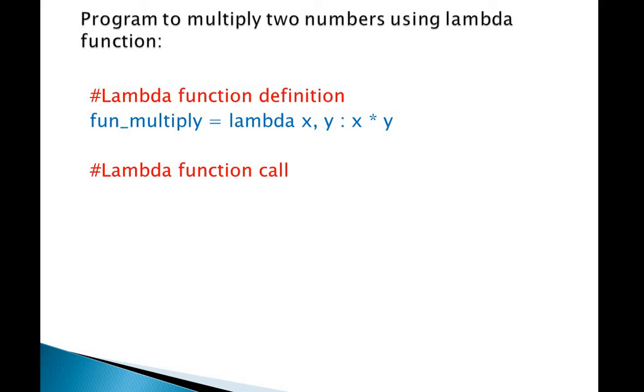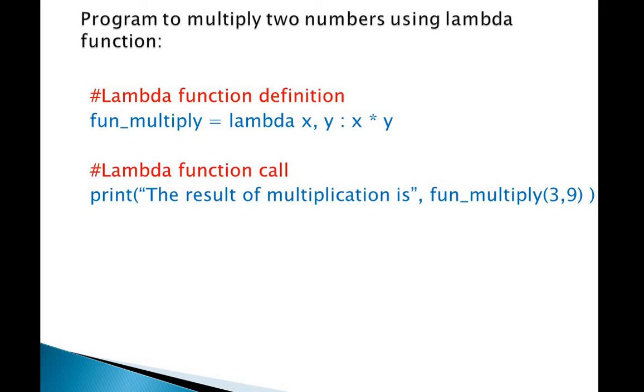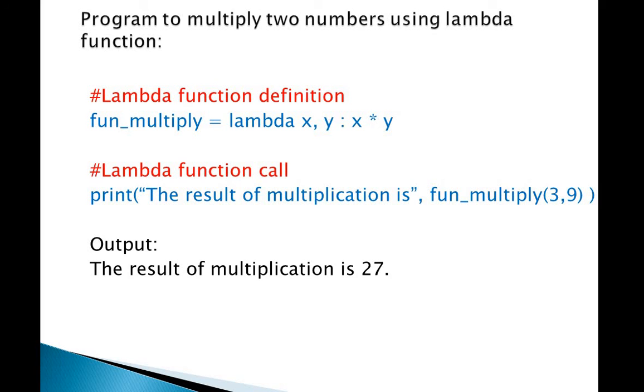Now how to make a call to this lambda function? It is as if you are making a call to a function. fun multiply is the variable name, and it accepts two parameters, 3 and 9. In return, you should get the output: the result of multiplication is 27. How does this come? See the actual code.